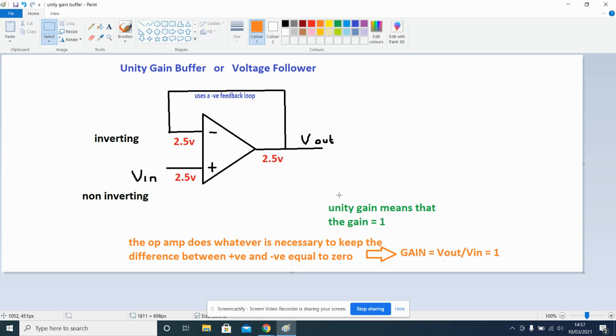So the gain of a unity gain buffer or voltage follower is 1, because Vout divided by Vin will be 1 in this case. So, in a nutshell, this is what it is. The op amp does whatever is necessary to keep the difference between the positive and the negative inputs equal to 0. And that's what we've seen before in our comparator circuit.